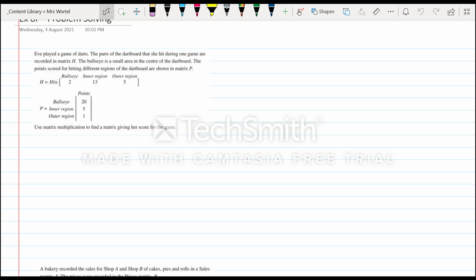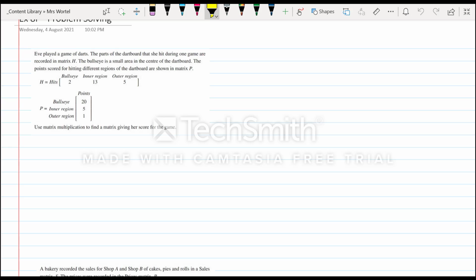So we want to use our skills that we have learned for matrix multiplication to try and find her final score for the game. If we think logically about how we're going to find that score, we're going to need to know how many bullseyes did she get and how many points for each of those bullseyes, and then how many of the inner region and how many points does she get for each time she hits the inner region, and so on for all of the separate areas of the board.